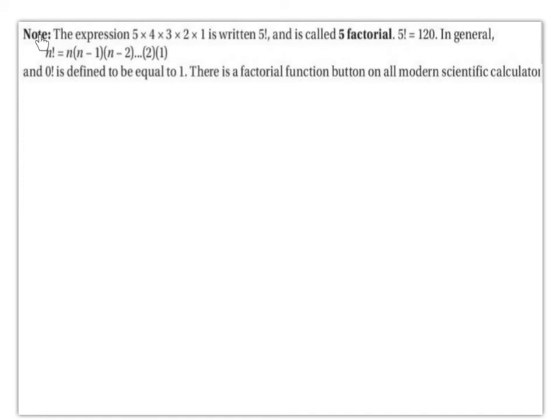It's important to note that the expression 5 by 4 by 3 by 2 by 1 is written 5 factorial. So 5 with an exclamation mark, and it's called 5 factorial. And 5 factorial is equal to 120. So 5 by 4 by 3 by 2 by 1 is equal to 120. And in general, n factorial can be rewritten as n times n minus 1 times n minus 2 dot dot dot times 2 times 1. And 0 factorial is defined to be equal to 1.